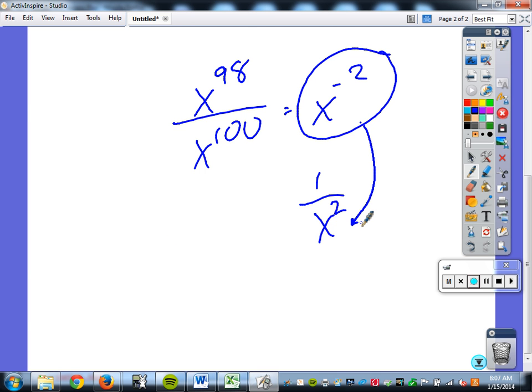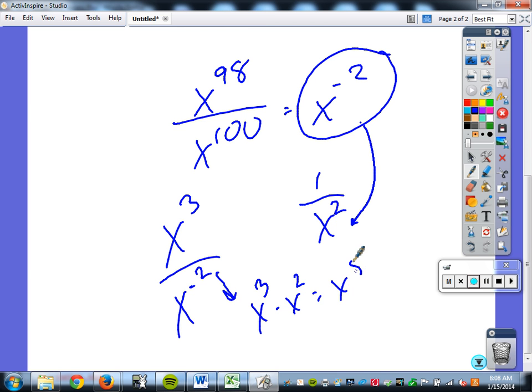Okay? What if I was like this? Let's just imagine if I had x cubed over x to the negative 2. Well, that's x cubed times x squared, which is x to the fifth. Could I still get x to the fifth by doing subtraction? Because wouldn't I go 3 minus negative 2? Well, what's 3 minus negative 2? 3 plus 2, and that becomes the 5. Does that make sense? Everybody remember the division powers, the subtraction?